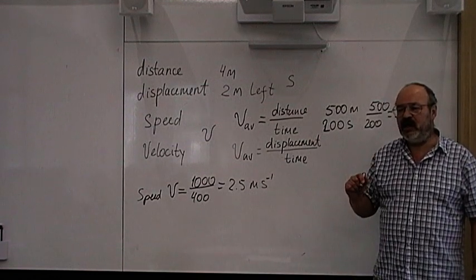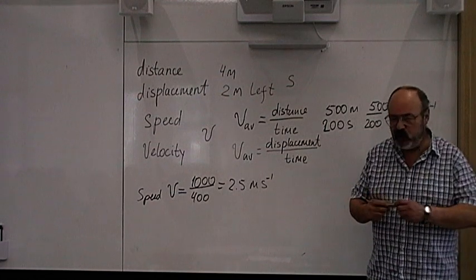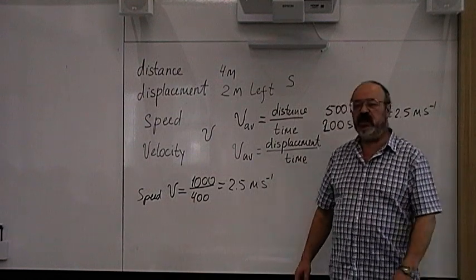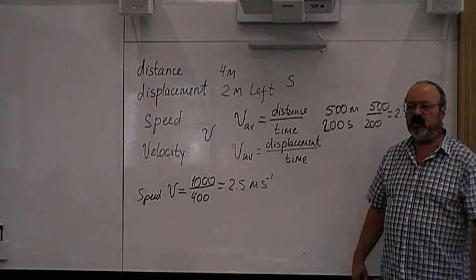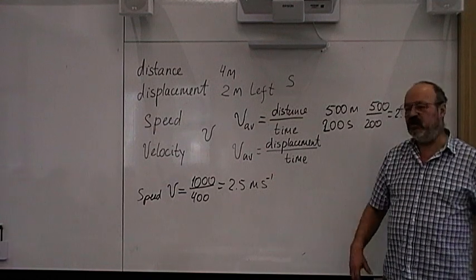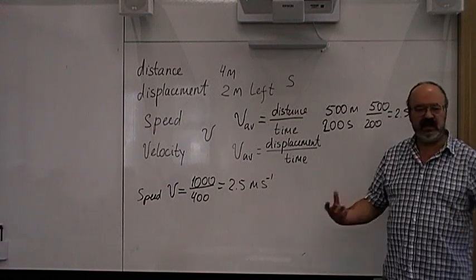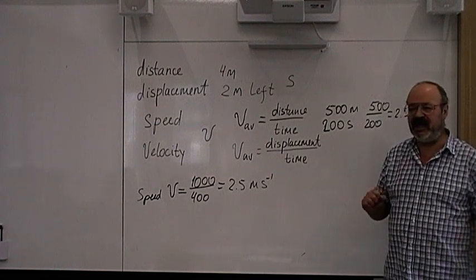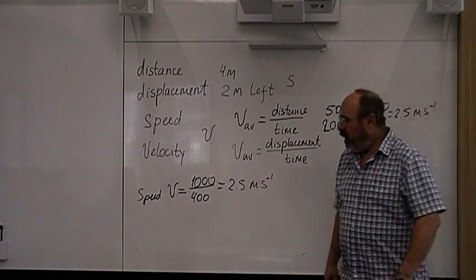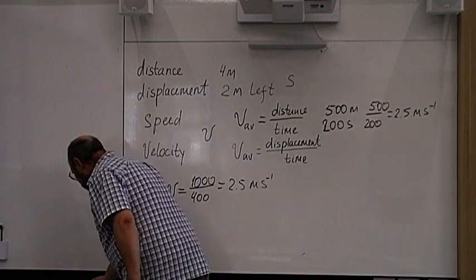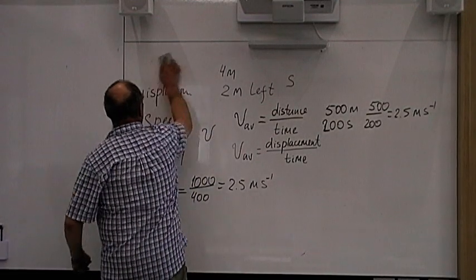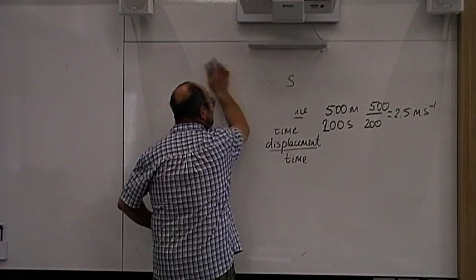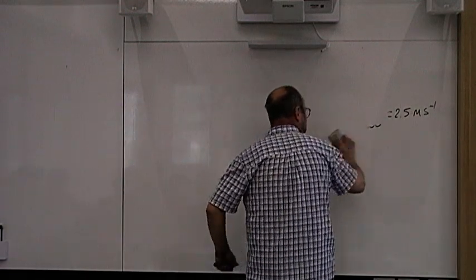And velocity also has direction. You cannot say just velocity 10 meters per second. You need to specify in which direction. It depends on the situation. You might specify left, right, north, east, west, south, or something like that. Velocity has direction. Speed does not.